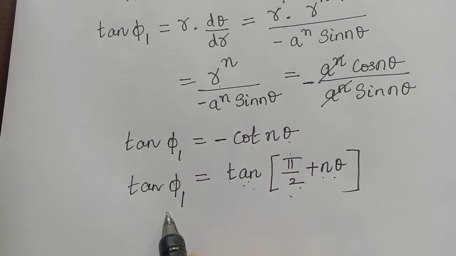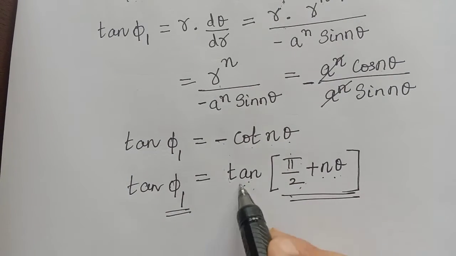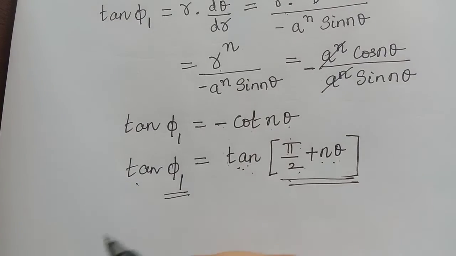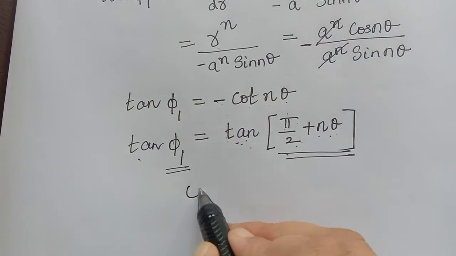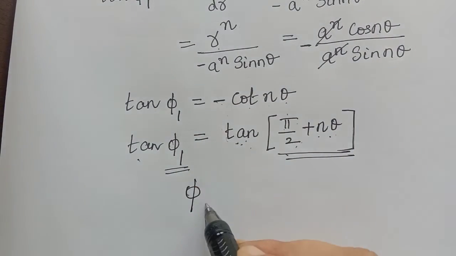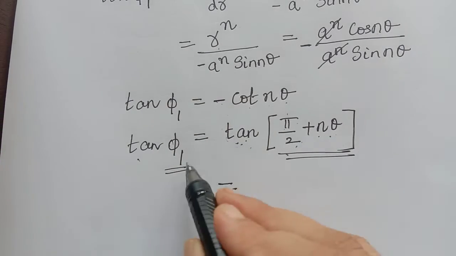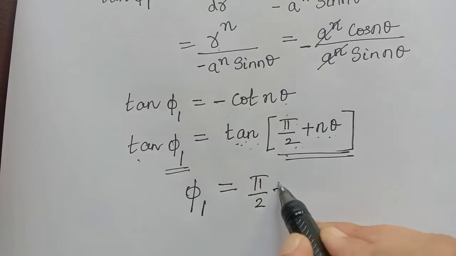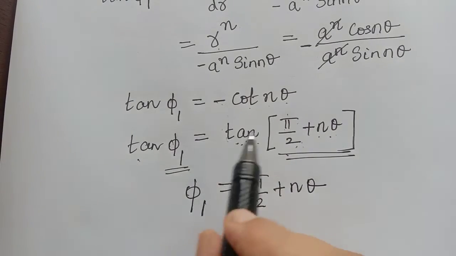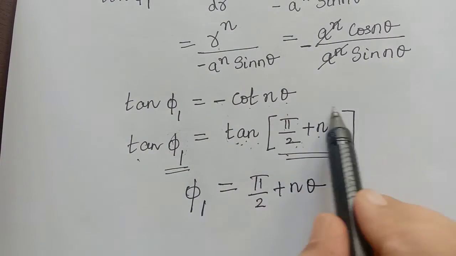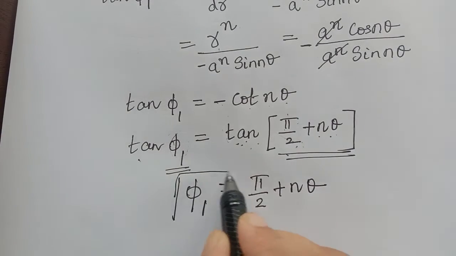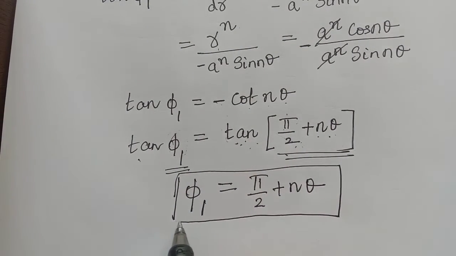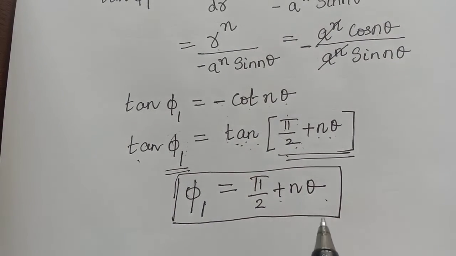So we can now equate the angles because both are tan. So we can take tan inverse on both the sides, and so therefore tan inverse of tan phi 1 will be phi 1, which is equal to tan inverse of tan(pi/2 + n theta), which will be pi/2 + n theta. Or you just remember that we are equating the angles. Therefore, phi 1 is equal to pi/2 + n theta. So this is what we have obtained.